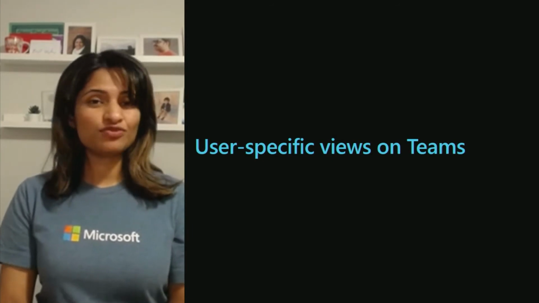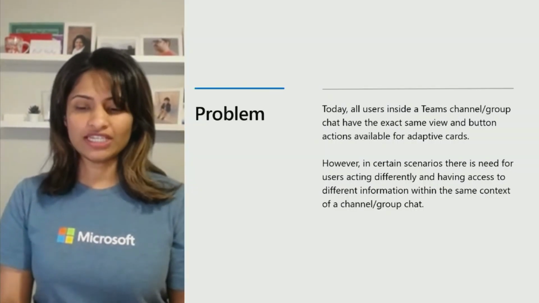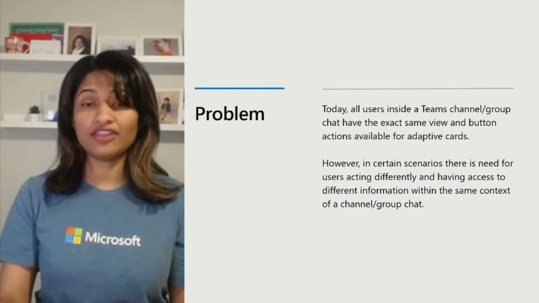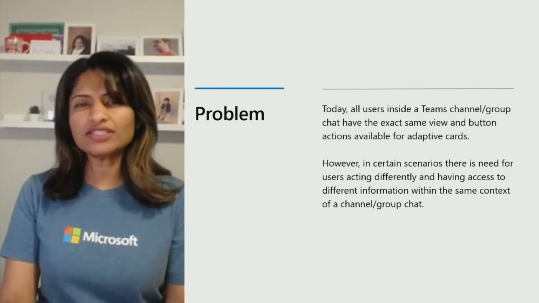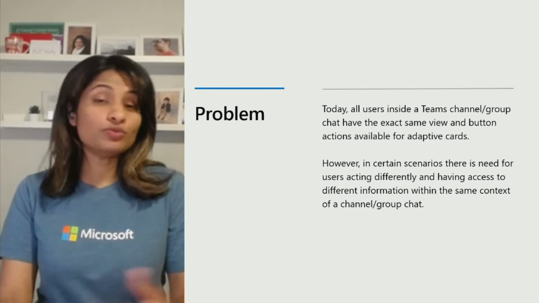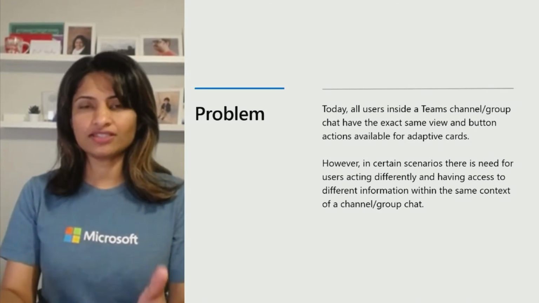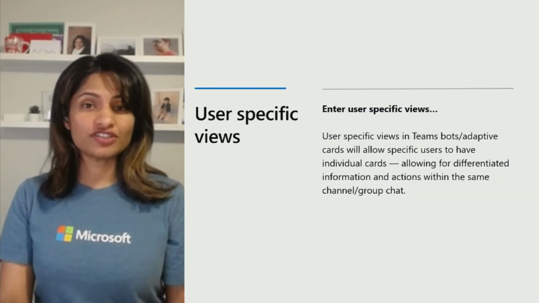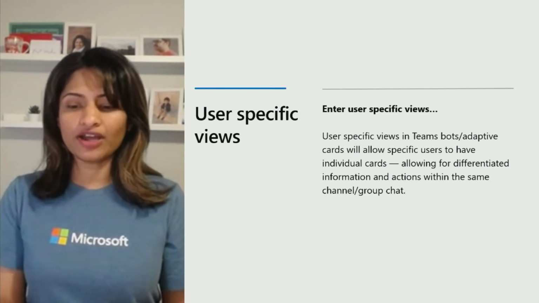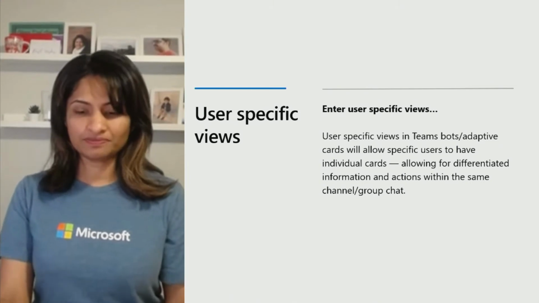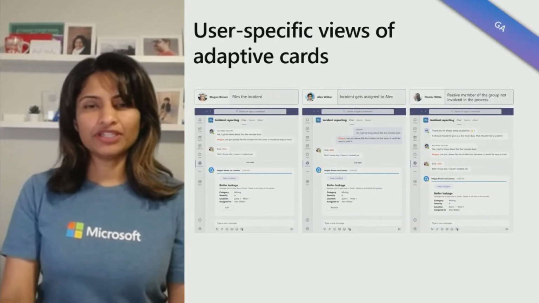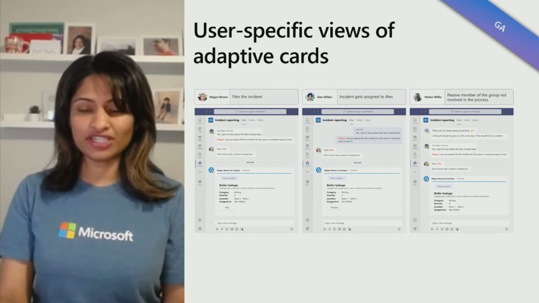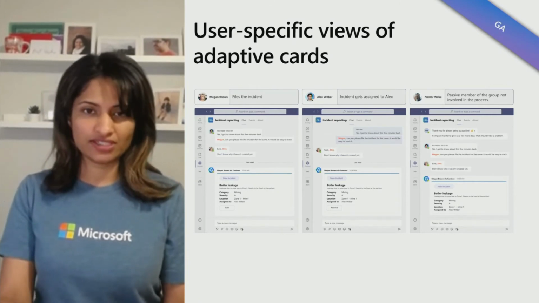User-specific views in Teams. Now, this is a really cool one. Today, every user in a Teams chat or channel sees the exact same view of the adaptive cards that are presented in the conversation. However, in certain scenarios, you might have a requirement for certain users to see certain information only or certain actions only. So with the introduction of this new model, bot developers can now provide user-specific views of adaptive cards. As an example here, we have Megan, Alex, and Nestor, who all have different views of the same card in the same conversation based on their role in the business process.